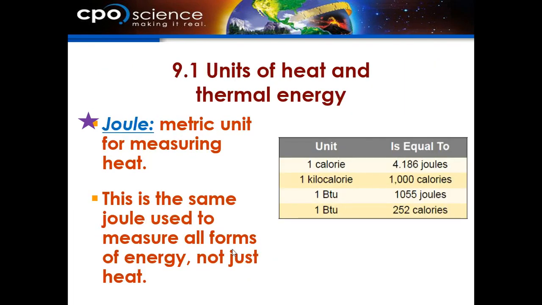Joules are the unit that we use to measure thermal energy, just like we did with kinetic energy and potential energy. But in the United States, we are not typically used to joules for the unit of thermal energy. We're going to use calories, and technically kilocalories. 1 calorie is equal to 4.186 joules, and we are actually used to 1 kilocalorie, which is 1,000 calories. We could also use British thermal units, BTUs. Same joule that's used to measure all forms of energy, just not heat.